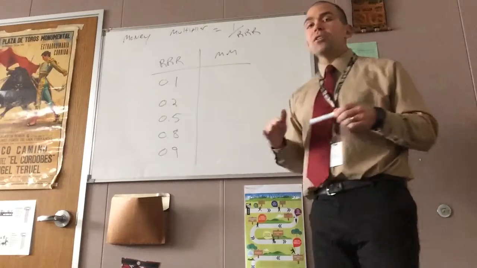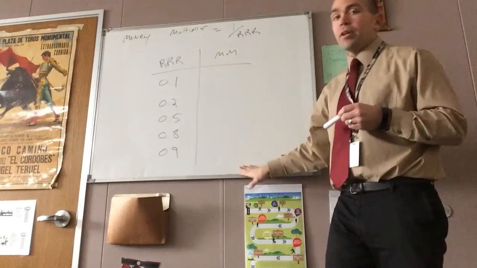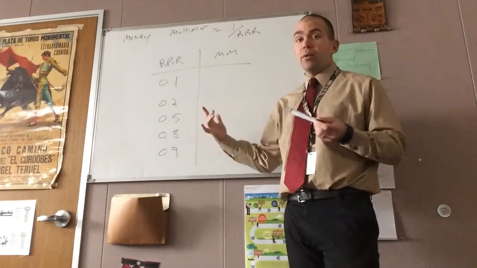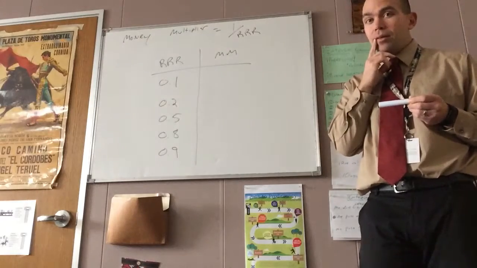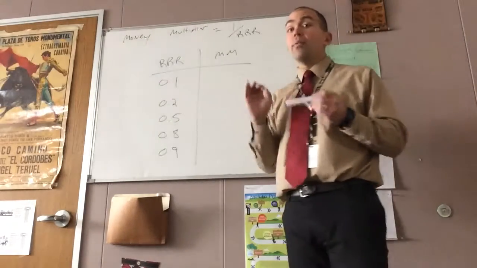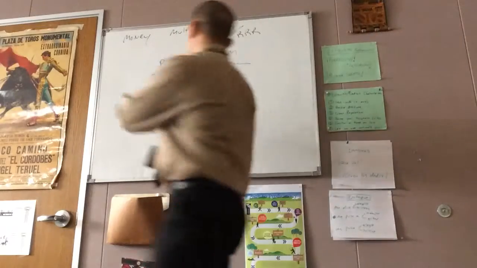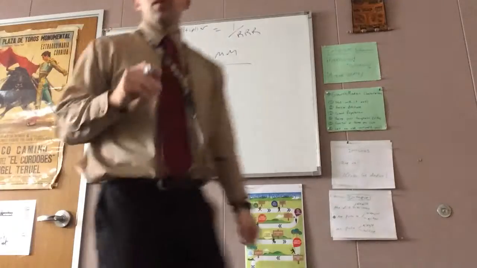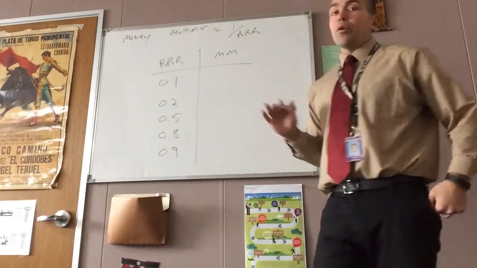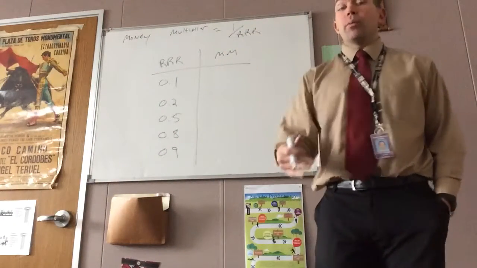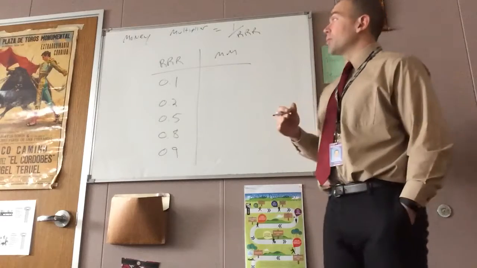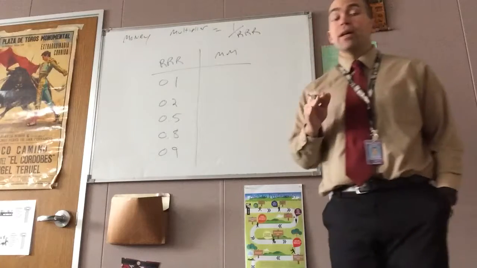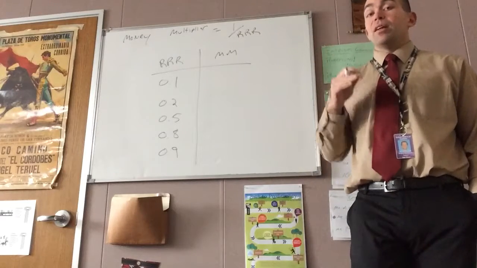Now, if you think about it logically, which one should give the higher multiplier? Should it be 0.1 or 0.9? It's going to be one of the extremes. It should be 0.1, because 0.1 means 10%. This is 10%, 20%, 50%, 80%, and 90%. So the lower the required reserve ratio, the more that money is going to ripple effect and multiply in the economy.